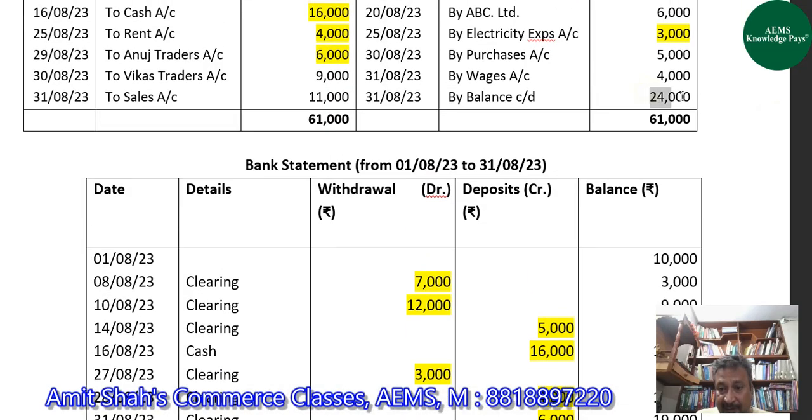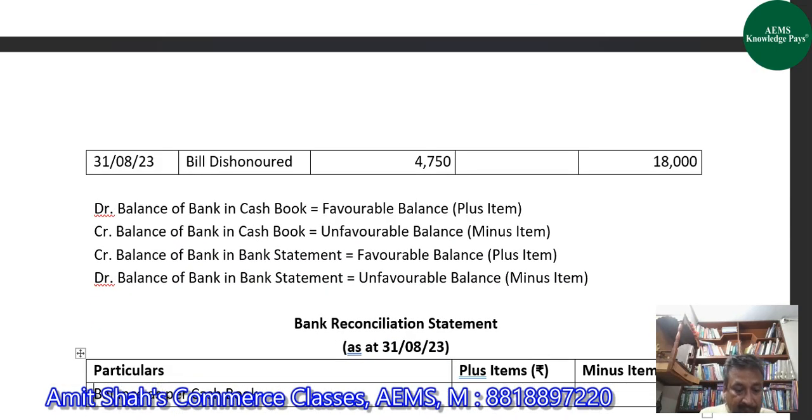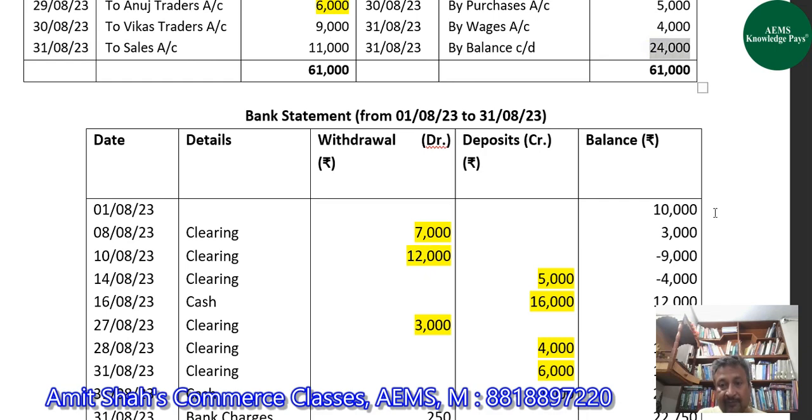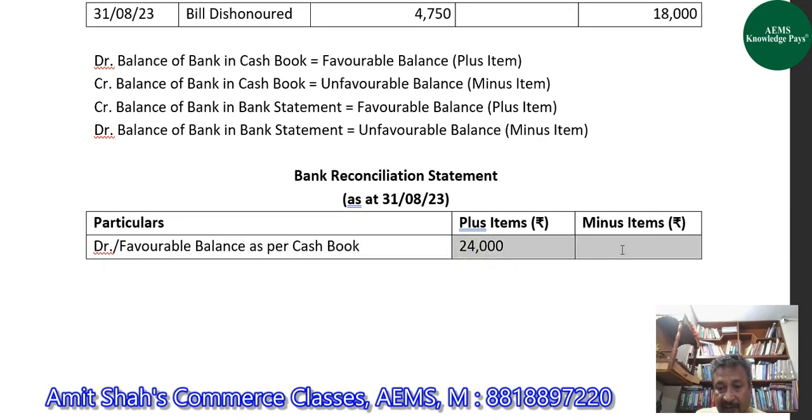Since the balance here is a debit balance and we want to start from this balance, what we'll write here is debit or favorable balance as per cash book. Since it is favorable, it would be written in the plus item, and that is how much? 24,000 rupees. That is this one. This balance would also be given to us, guys, in questions. So this I have written here. Have you understood, guys, or not?